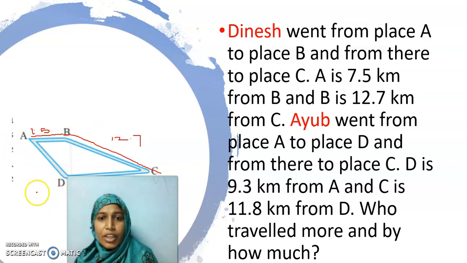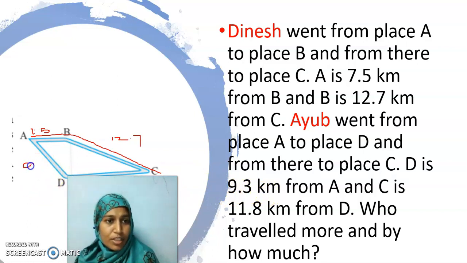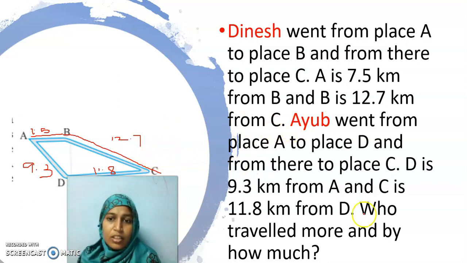D is 9.3 kilometer from A. Then C is 11.8 kilometer from D. Is it clear? Only if you understand this question, you will be able to answer it. Who traveled more and by how much? Dinesh took this way and Ayub took this way.